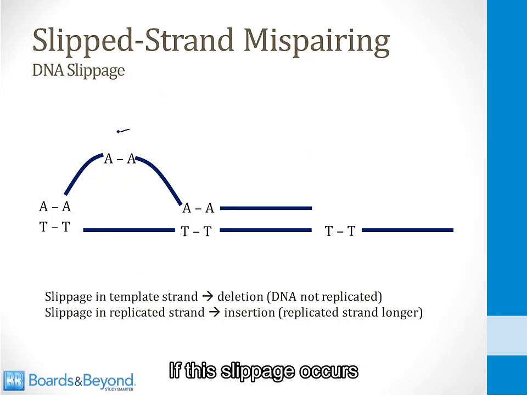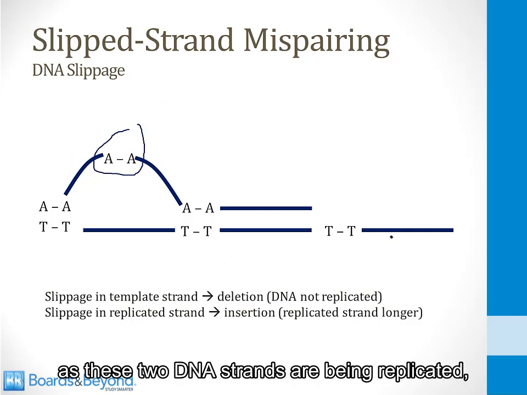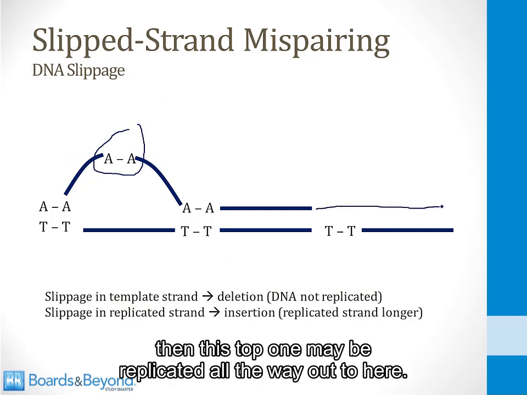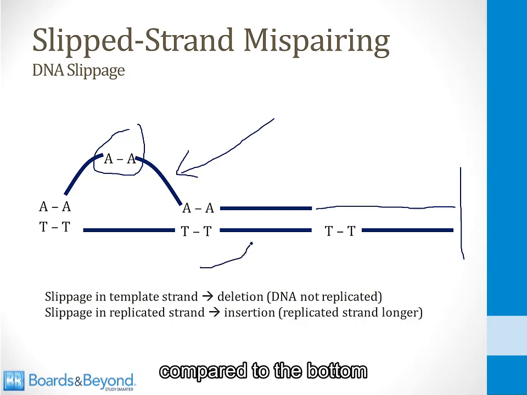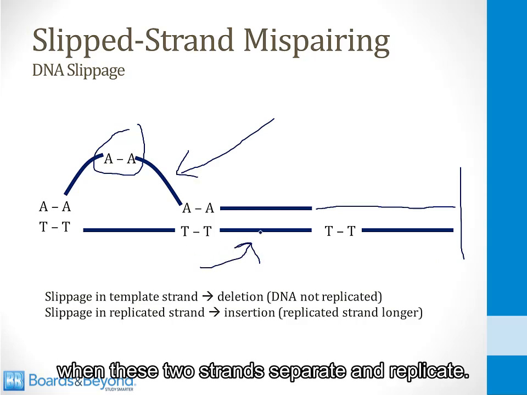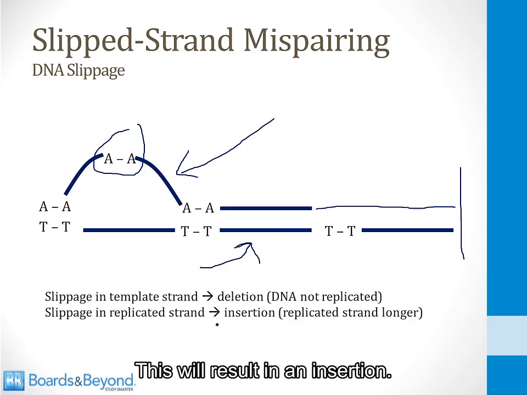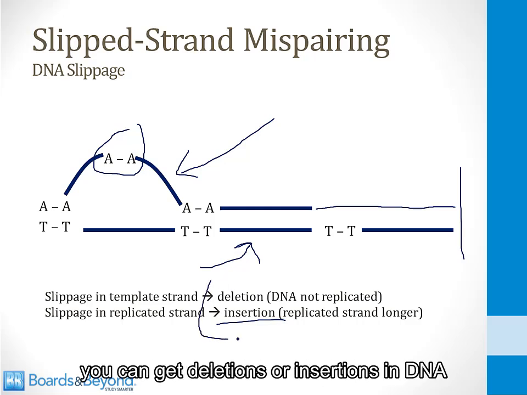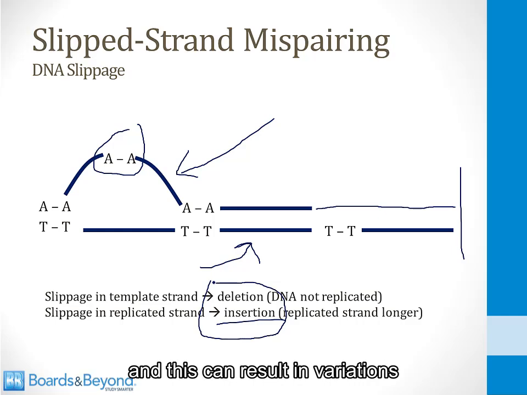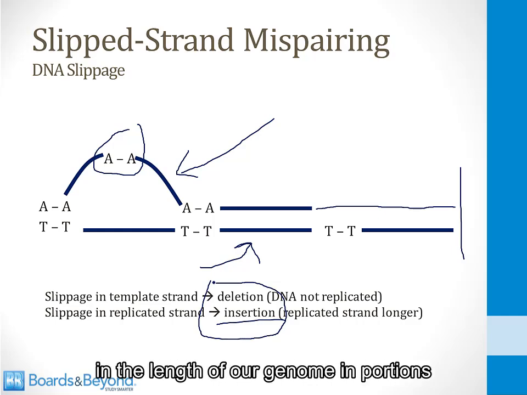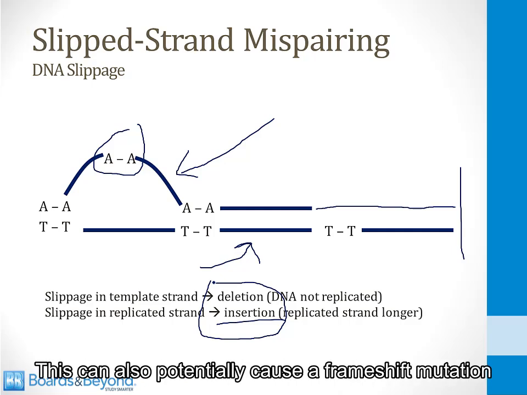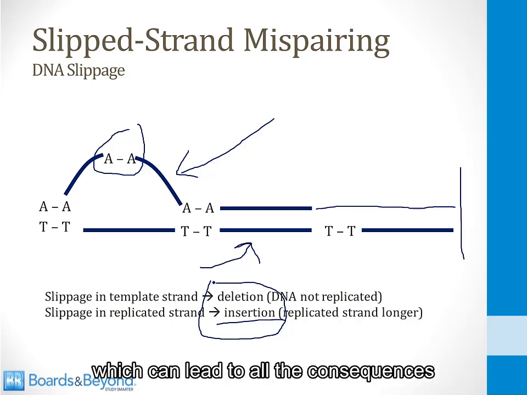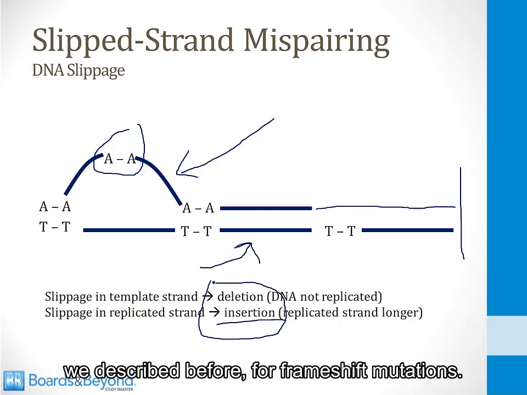If this slippage occurs as these two DNA strands are being replicated, then this top one may be replicated all the way out to here. Now we have a longer stretch of DNA on the top compared to the bottom, and this will have consequences when these two strands separate and replicate. This will result in an insertion. So the big point here is that because of this mispairing, you can get deletions or insertions in DNA, and this can result in variations in the length of our genome in portions where we have nucleotide repeat segments. This can also potentially cause a frameshift mutation, which can lead to all the consequences we described before for frameshift mutations.